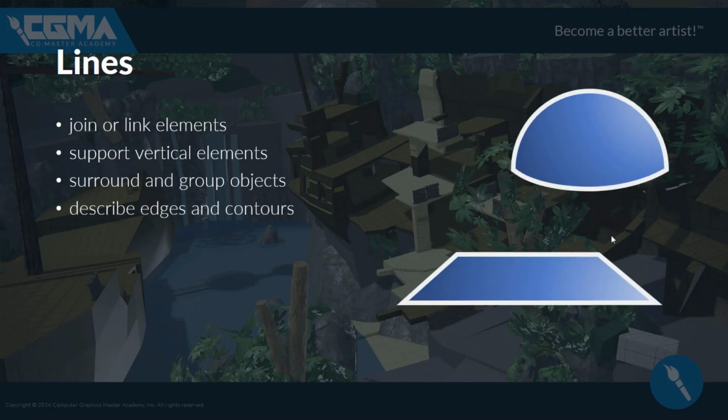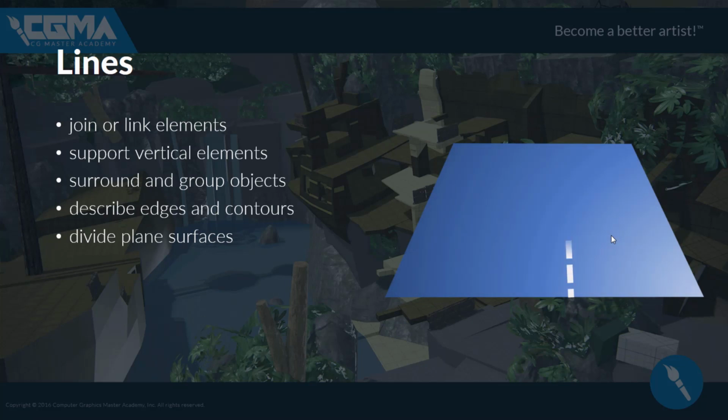Lines can describe edges and contours. So essentially the contours of a shape, the silhouette of a shape, or a volume rather, or the outlines of a plane. Lines can also divide plane surfaces, so you can essentially have an identity within the surface of a plane of being on one side versus the other.